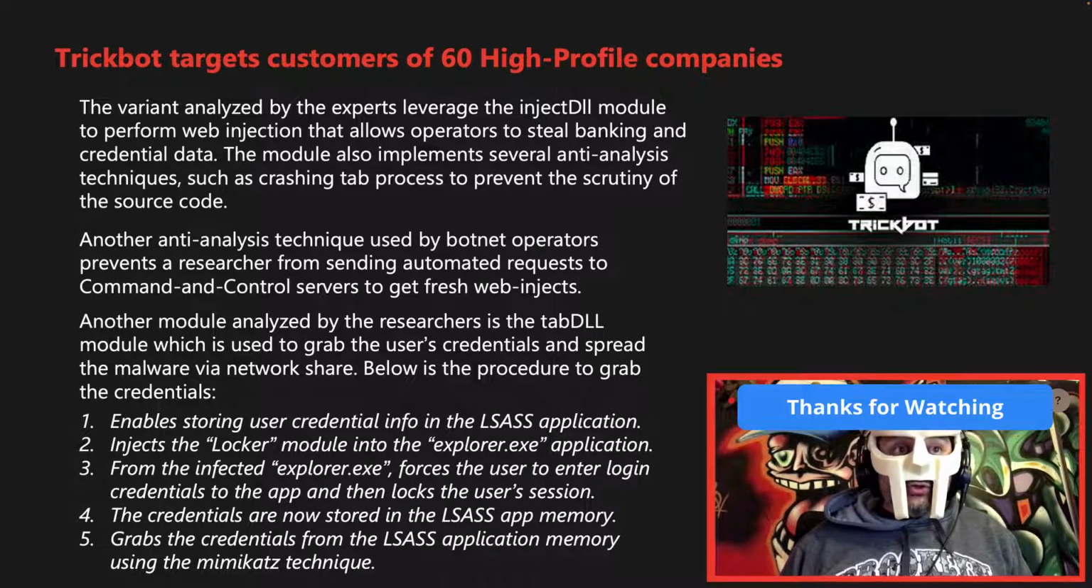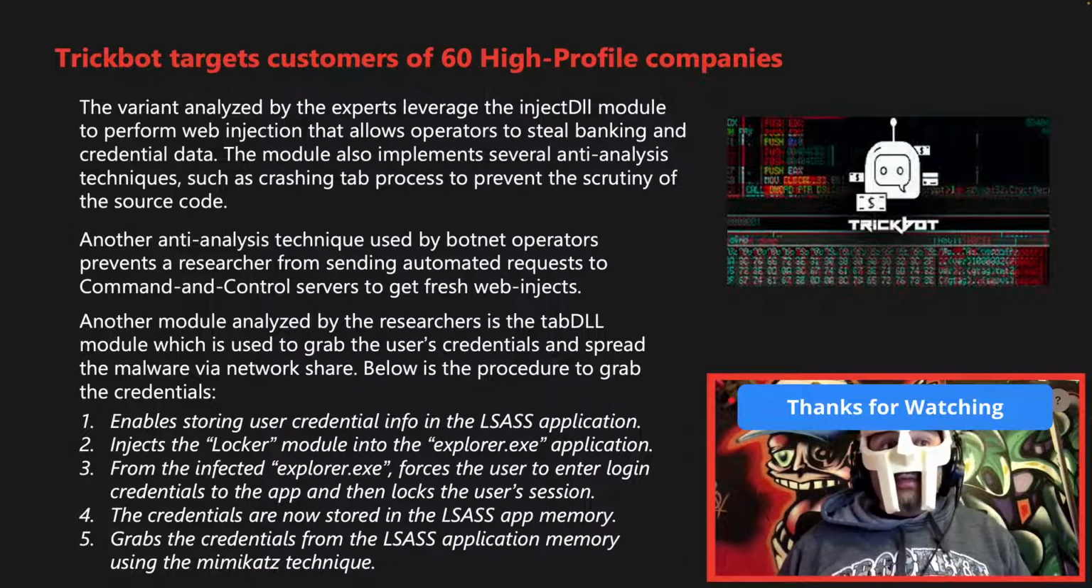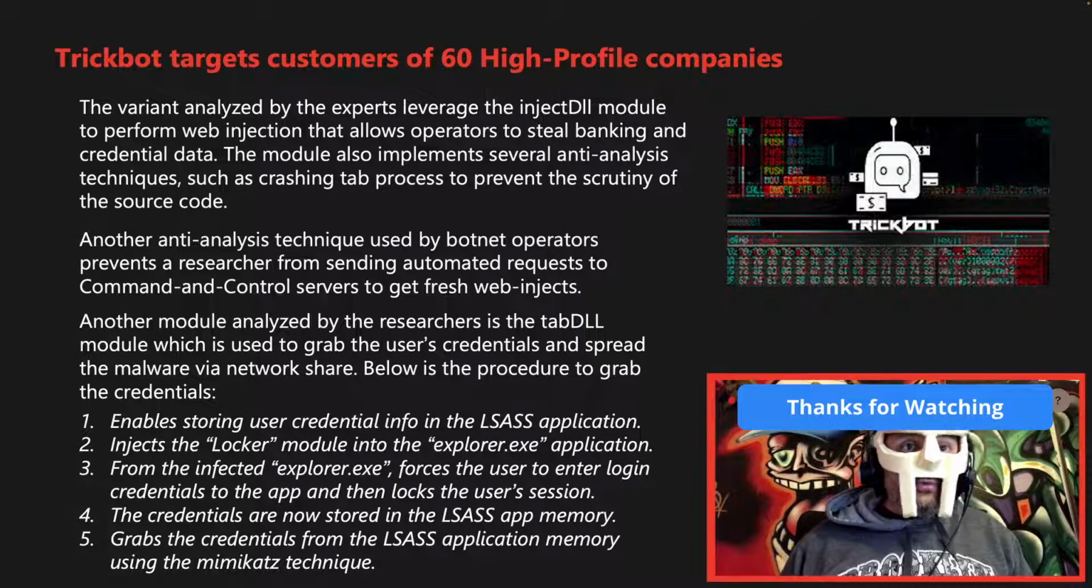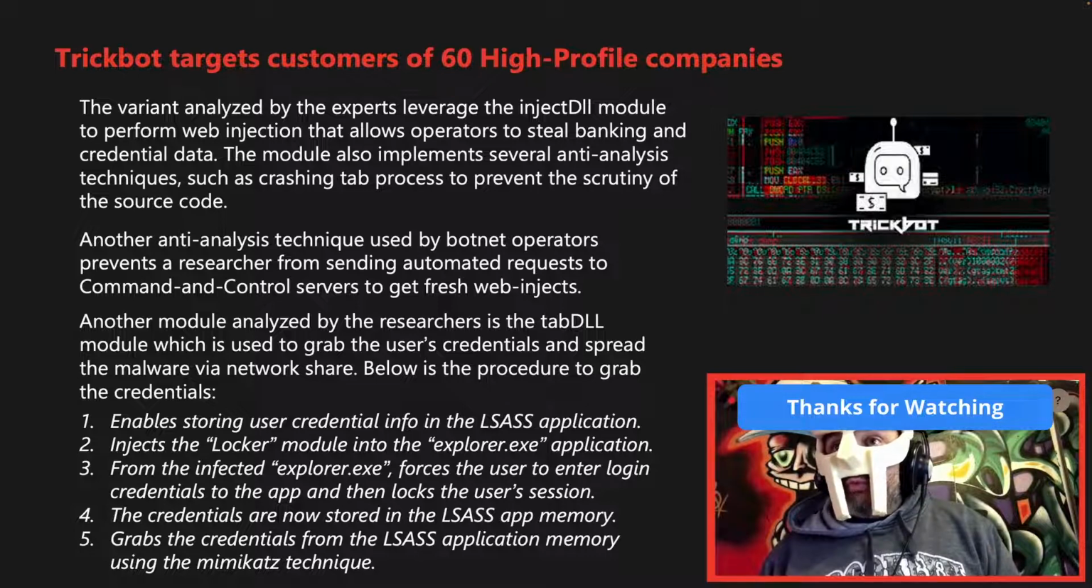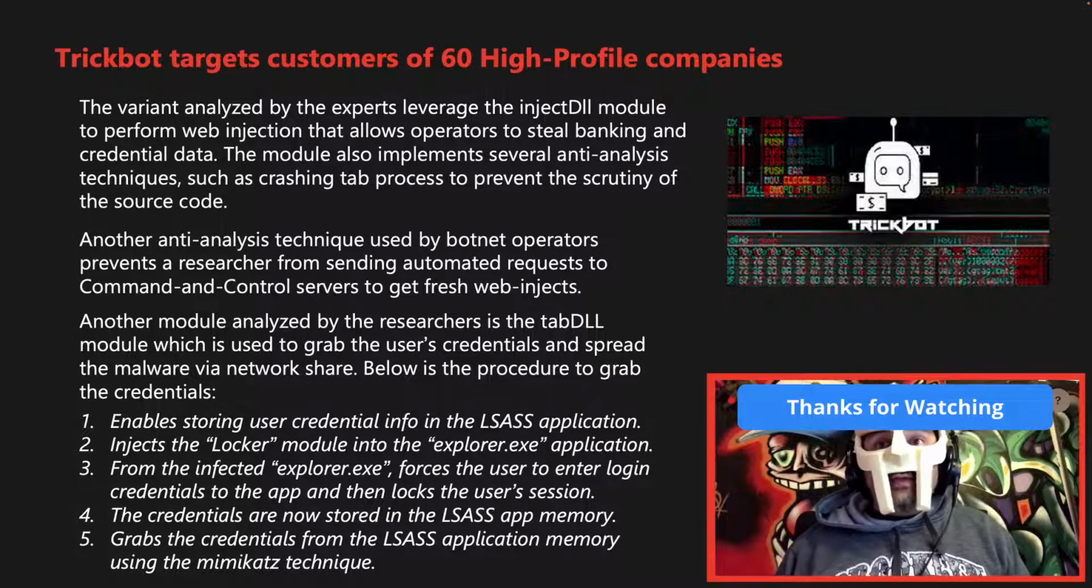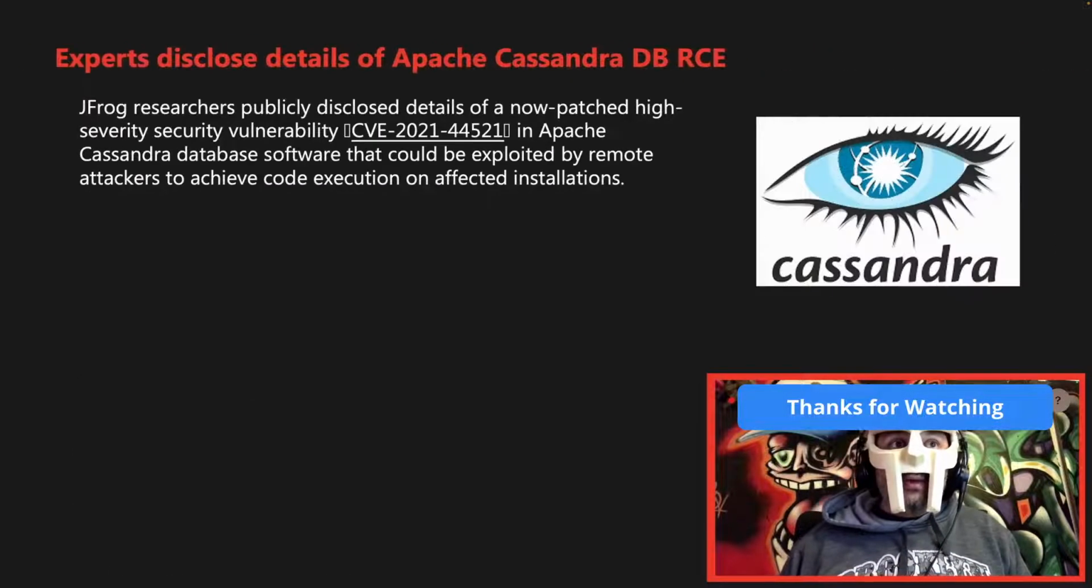Below is the procedure to grab the credentials. It enables storing user credential info in the LSASS application. It injects the locker module into the explorer.exe application. From the infected explorer.exe, it forces the user to enter login credentials to the app and then locks the user session. The credentials are now stored in the LSASS app memory. It grabs the credentials from the LSASS application memory using the Mimikatz technique. The malware uses the EternalRomance exploit to spread via the SMB version 1 network share.